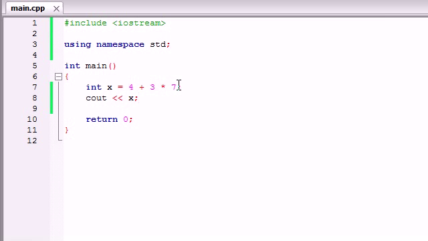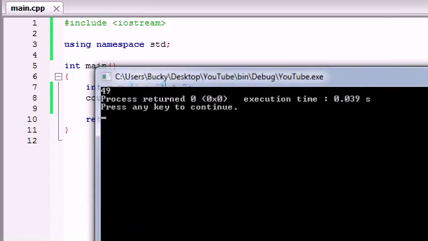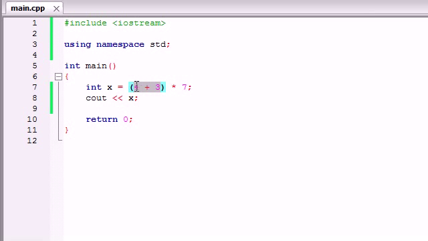So again, if you want to explicitly say 4 plus 3 first, you need to surround that in parentheses. So now whenever you build and run this, it's going to run your parentheses first and say, alright, 4 plus 3 equals 7 times 7 equals 49. So remember, the rule is this: parentheses first, then your multiplication and division, and then your addition and subtraction. So remember that, and if you get confused, it's called the associative property. You should have learned it in like 8th grade math or 9th grade math, or maybe 7th grade. I don't know, it was a long time ago.